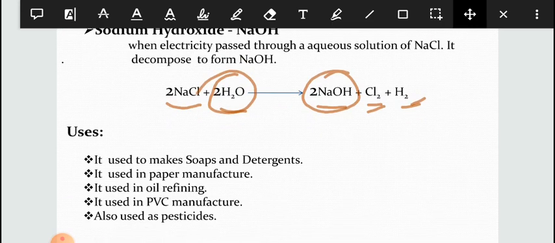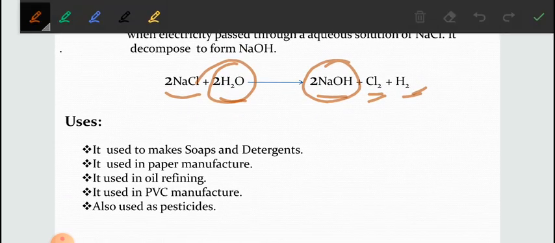What are the uses of this? The first one: it is used to make soap and detergents. It is used in paper manufacturing. It is used in oil refining, I am talking about crude oil, for example diesel, petrol, etc., for their extraction. It is used in PVC manufacturing. It is also used as a pesticide in the fields.